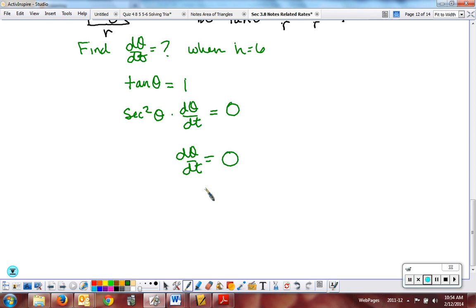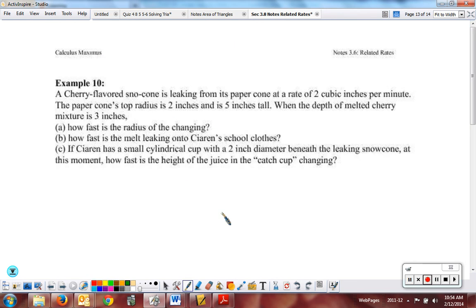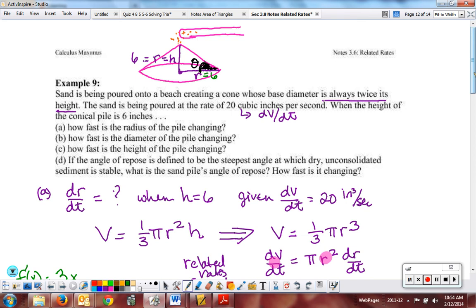The angle is stable. It is not changing. So if you were not convinced that the angle is stable, I'm convincing you now. It's not changing. Alright? Everybody good? Alright, next problem. Oh, the sentence? Oh, yeah, we should do that. We should do the sentence.